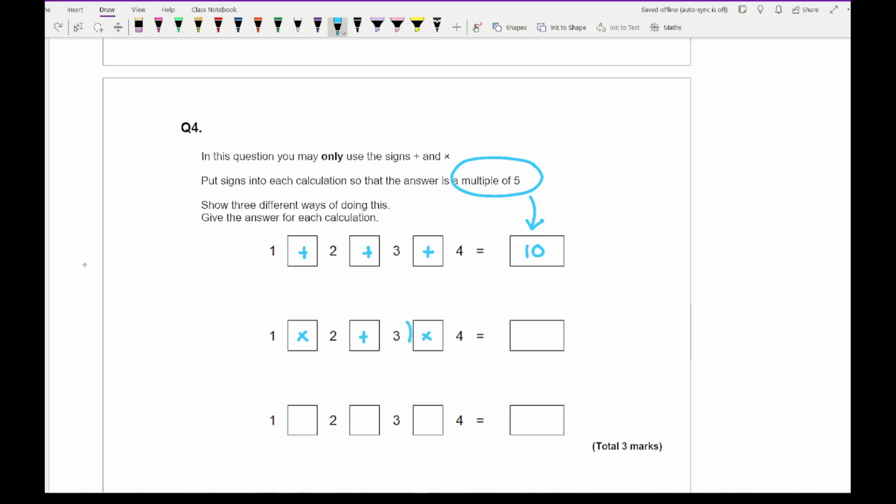And I think I should be able to use brackets, and that gives me 20. And then for the next one, let's go for 3 plus 4, which is 7, times 2, which is 14, plus 1. So let me just put that in brackets, like so, and that should give me 15.